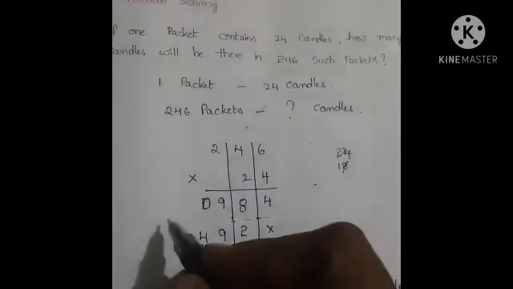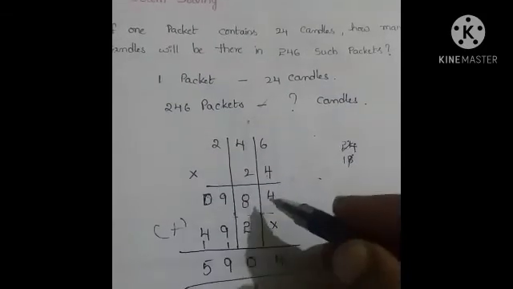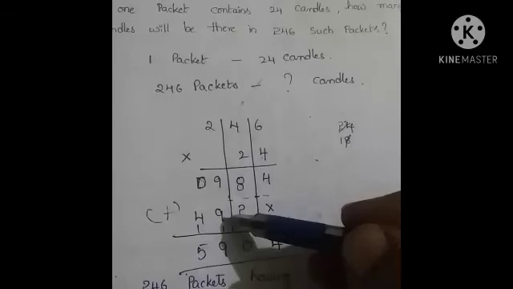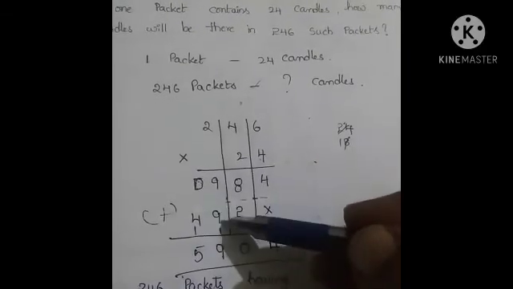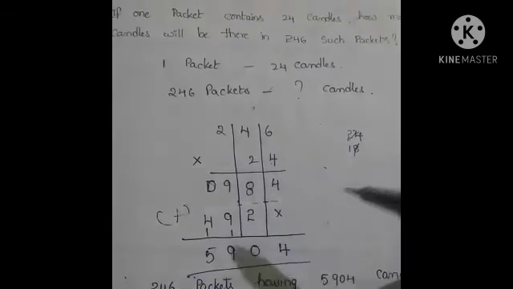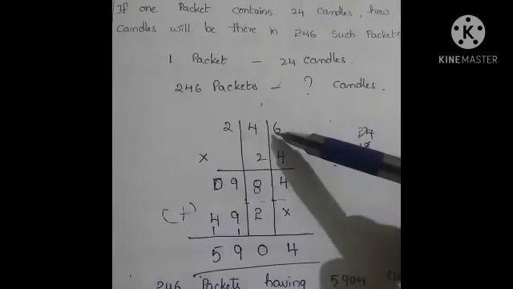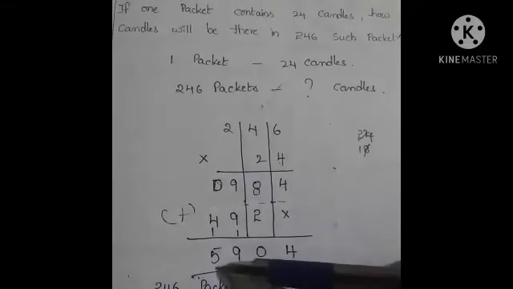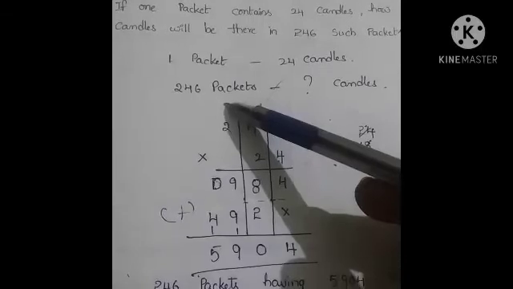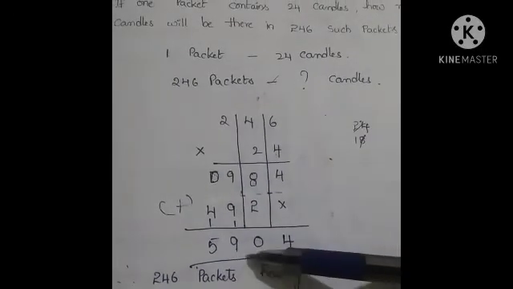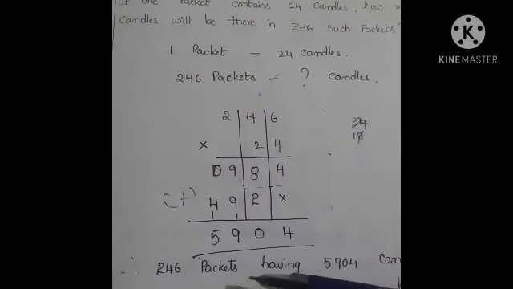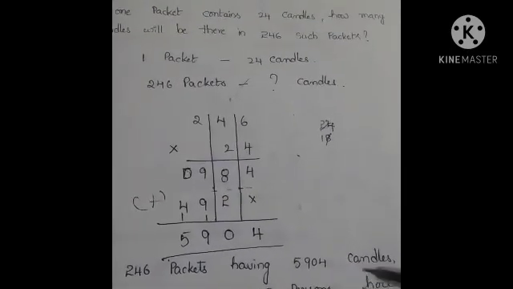Now add these two products. Okay, after multiplication, add these two products. 4. 8 plus 2, 10. 1 write up, 0 write down. 9 plus 9, 18. 18 plus 1, 19. 4 plus 1, 5. 246 into 24 is equal to 5,904. 246 packets have 5,904 candles. Therefore, 246 packets have 5,904 candles.